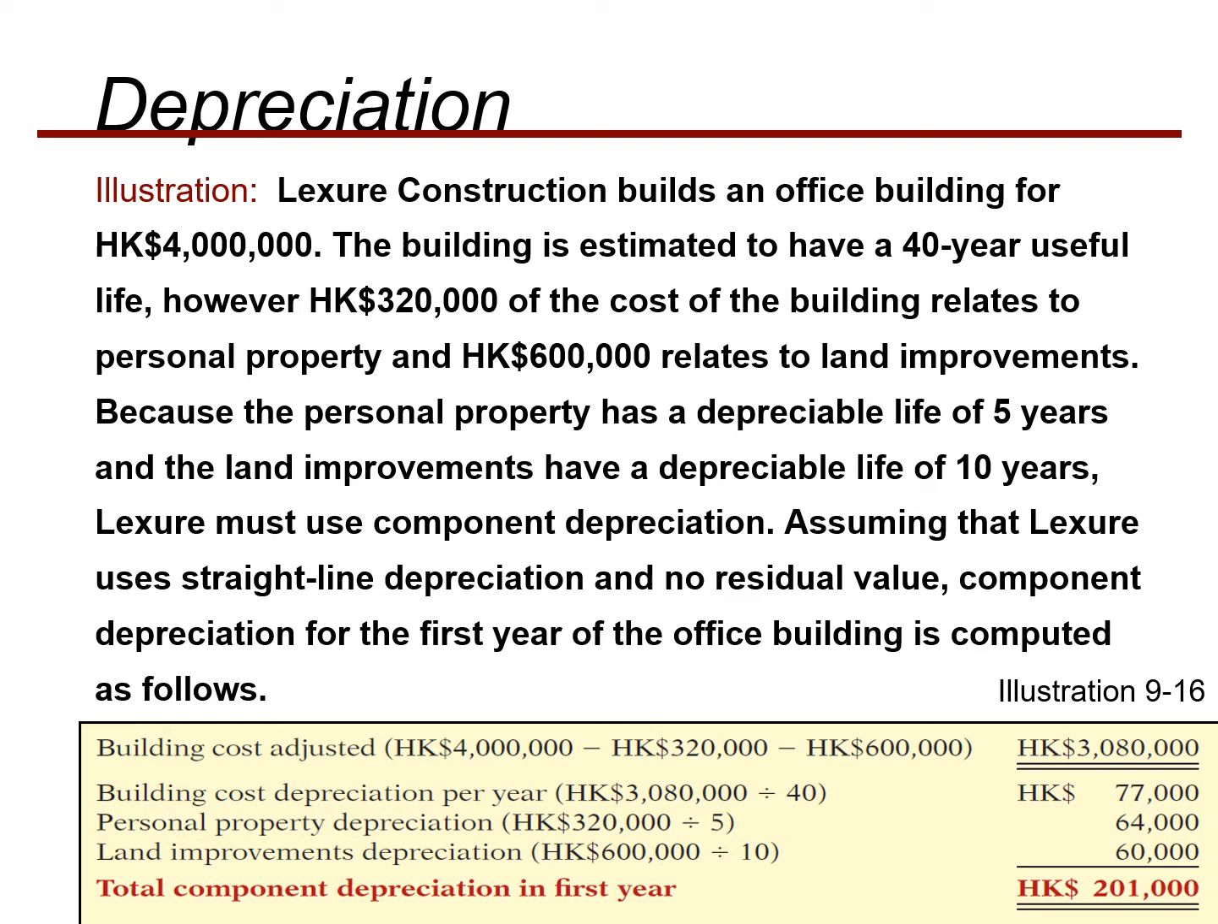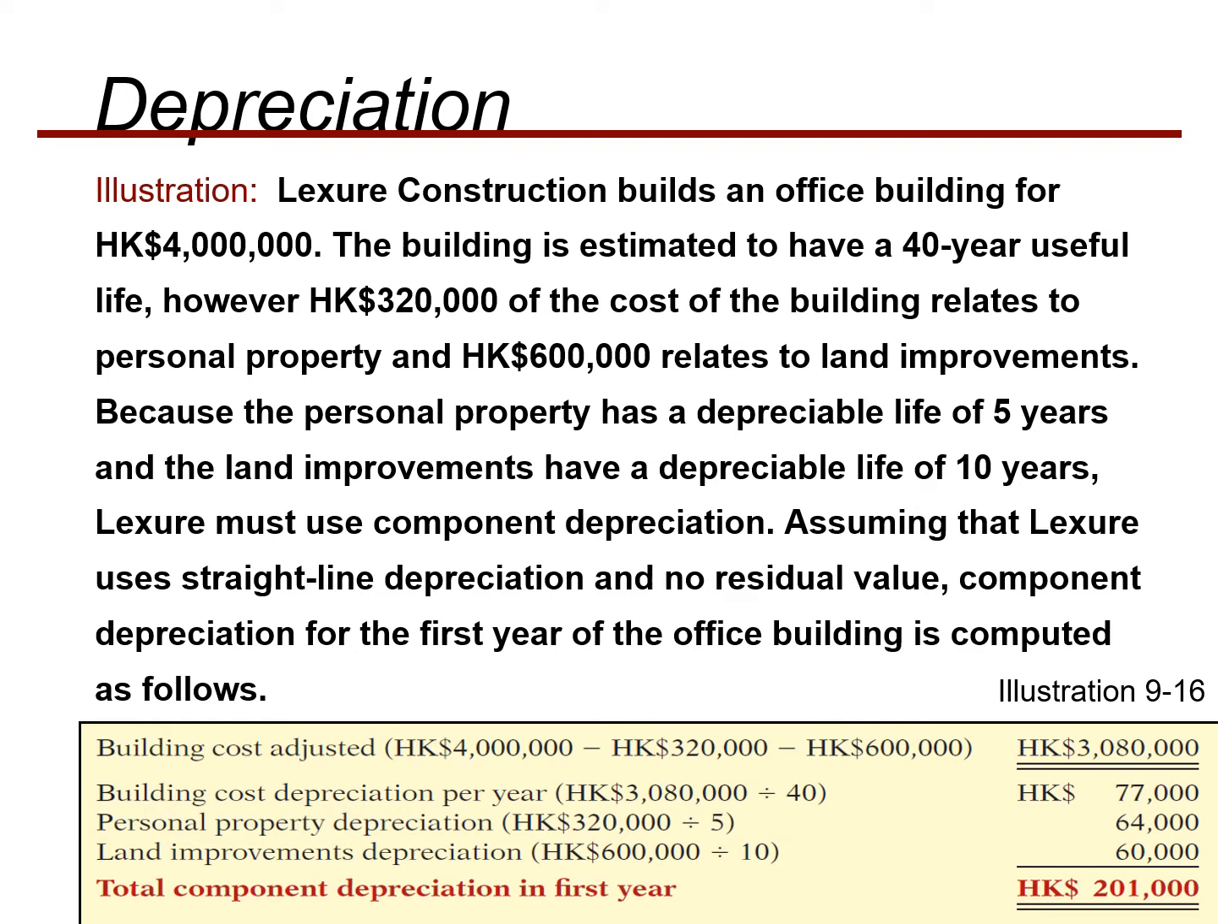As we can see, they have a building whose value is 4 million, with a 40-year useful life, but the cost related to personal property is 320,000 and the land improvement is 6 lakhs. So these are different components of that building. You have to calculate the estimated useful life, because they have different estimated useful lives. The personal property has a 5-year depreciable life, and the land improvement has a 10-year depreciable life. We are using the straight-line method, the simplest method, so with the help of that we can calculate depreciation of the different assets.